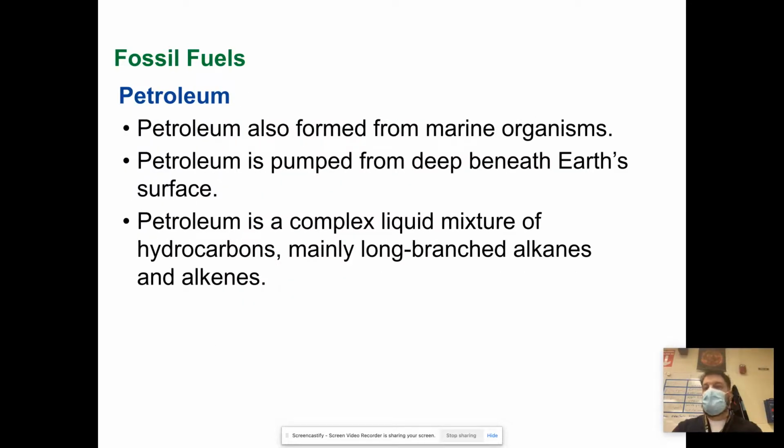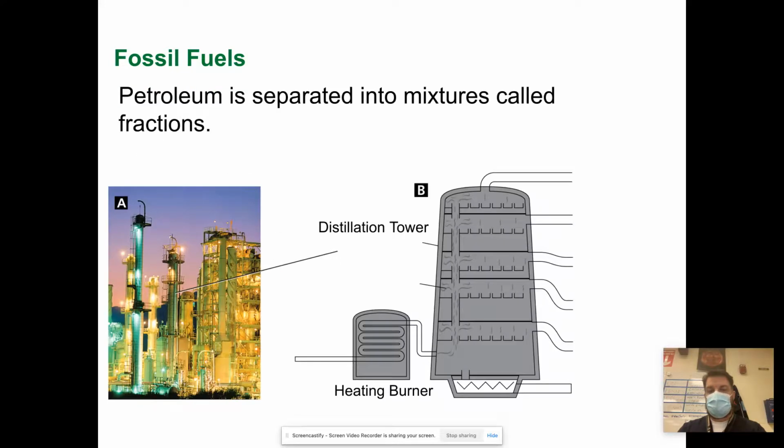Petroleum is formed by marine organisms. Petroleum is pumped from deep beneath the Earth's surface. Petroleum is a complex liquid mixture of hydrocarbons, mainly long-branch alkanes and alkenes. Petroleum is separated into mixtures called fractions. Basically if you take crude oil and you heat the oil up, the different levels of vapors are the different products. Gasoline is a vapor that cools from petroleum.